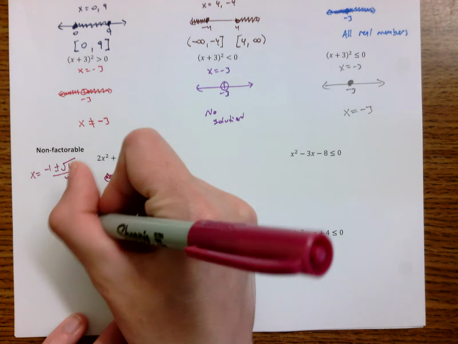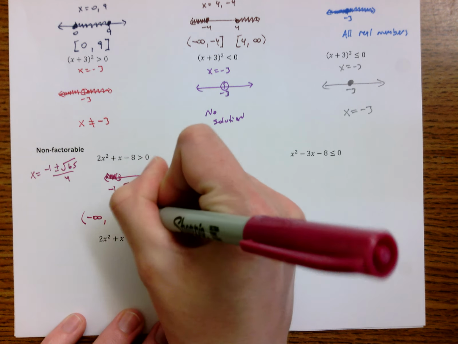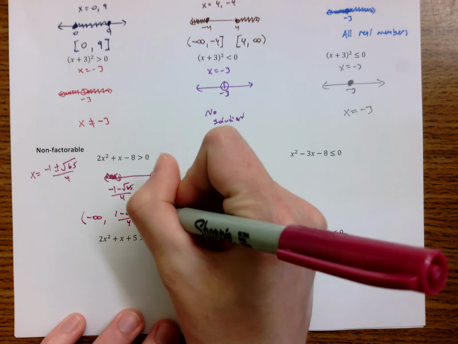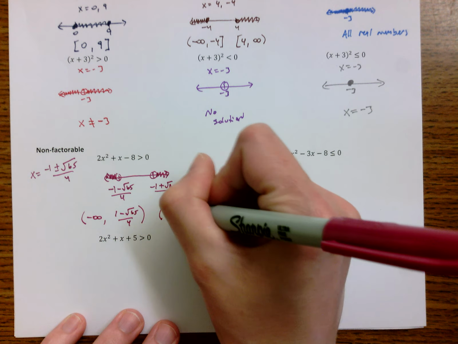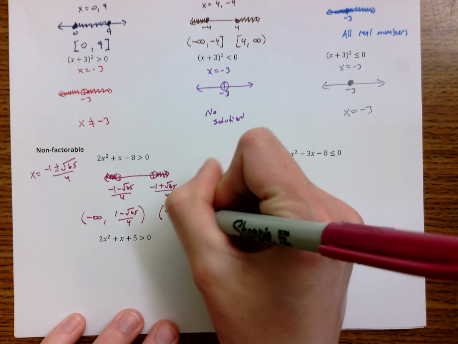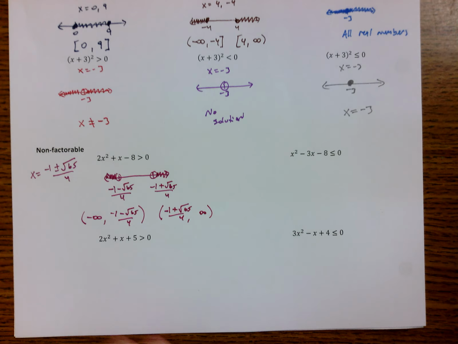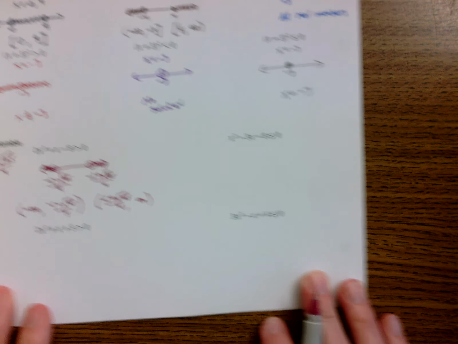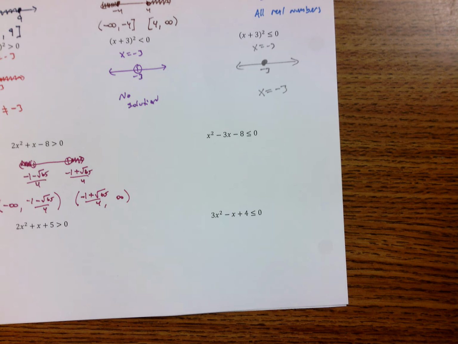Okay, so our interval notation would be from -infinity to -1 minus root 65 over 4, and then from -1 plus root 65 over 4 to positive infinity. All right, great. So that's the general idea of what you're going to do with these.